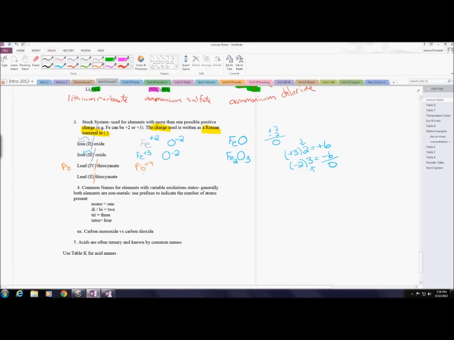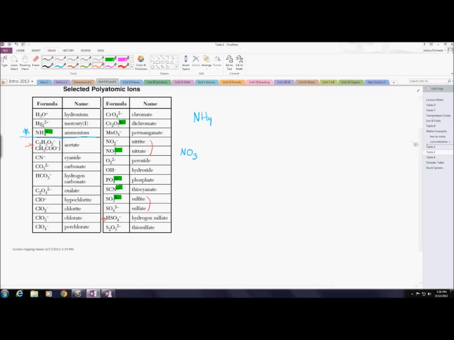Next, Pb +4 in lead(IV) thiocyanate, and Pb +2 for lead(II) thiocyanate. Thiocyanate does not sound familiar. It doesn't end in -ide, so it's probably not an element. The first place I'm going to go is table E to see if it's one of my polyatomic ions, and here it is. Thiocyanate, SCN, with a total charge of -1.